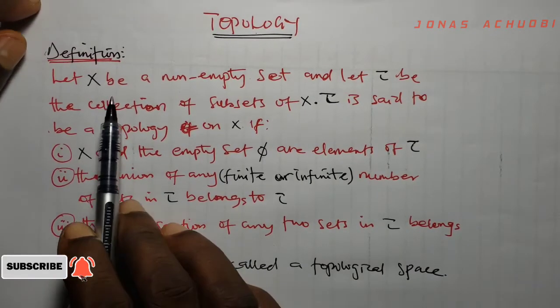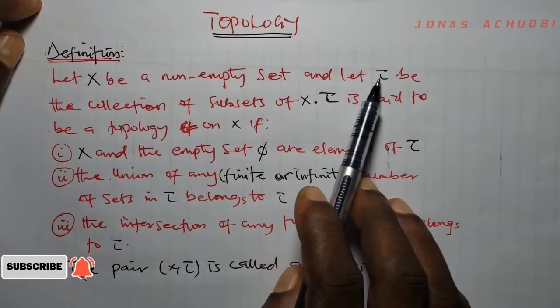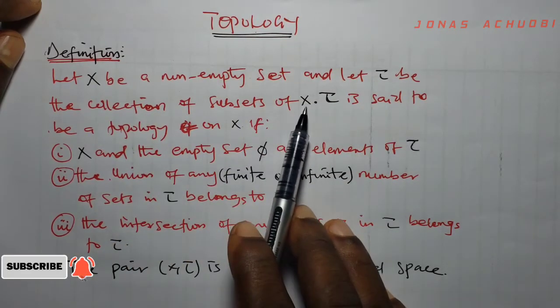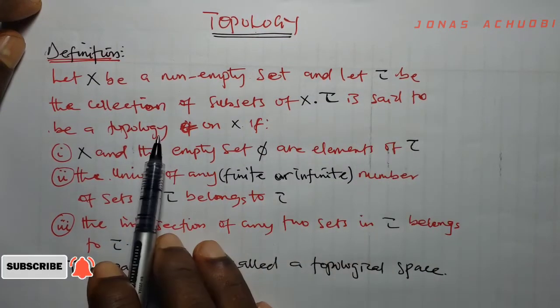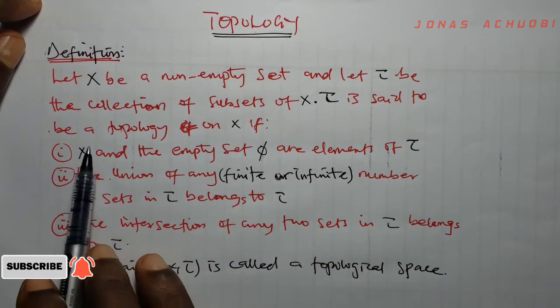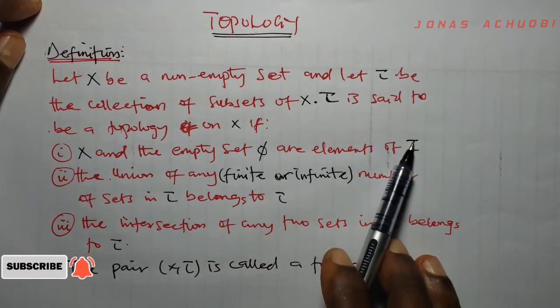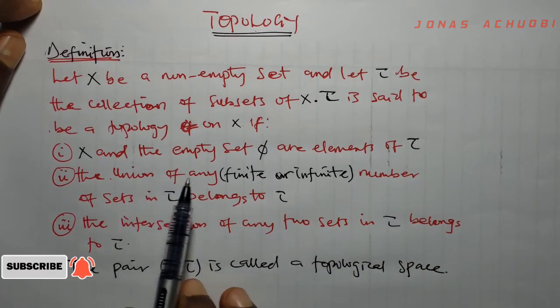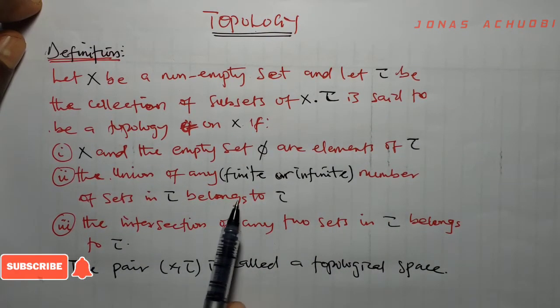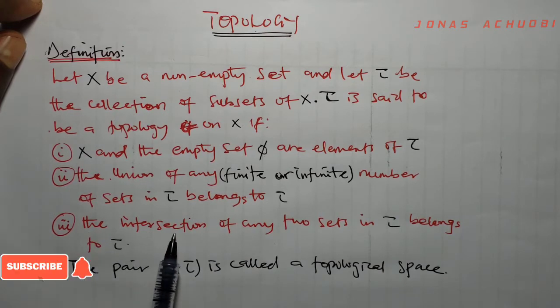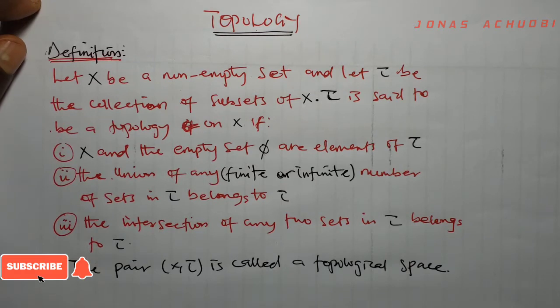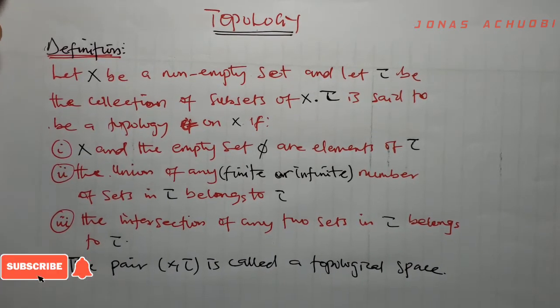Definition: let X be a non-empty set and let tau be the collection of subsets of X. Tau is said to be a topology on X if 1. The set and the empty set are elements of tau. 2. The union of any number of sets in tau belongs to tau. And 3. The intersection of any two sets in tau belongs to tau. Then, the pair (X, tau) is called a topological space. I advise you to watch the first video to get a full explanation of what a topology is.